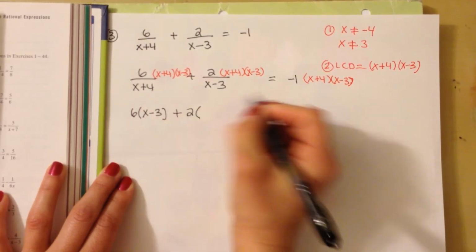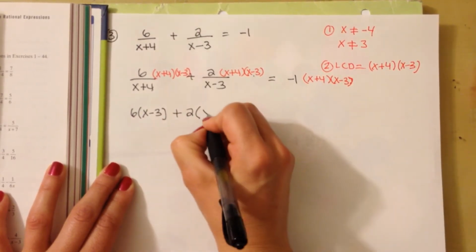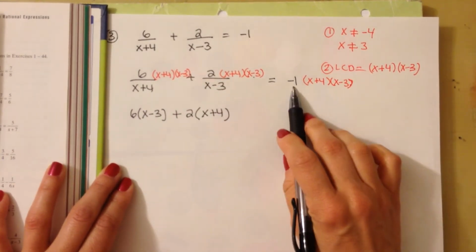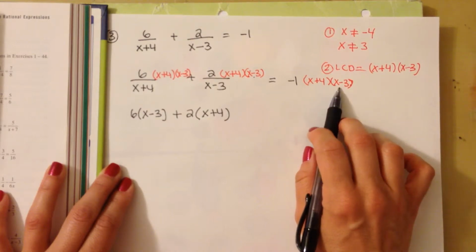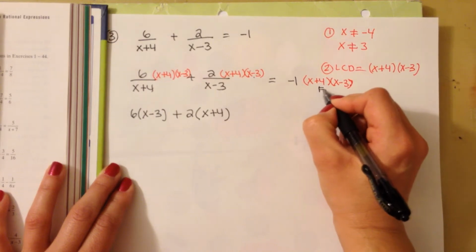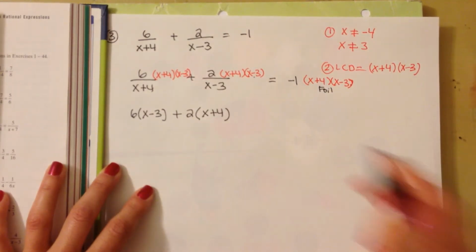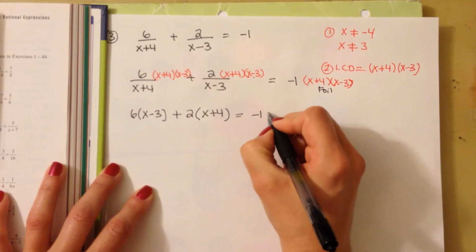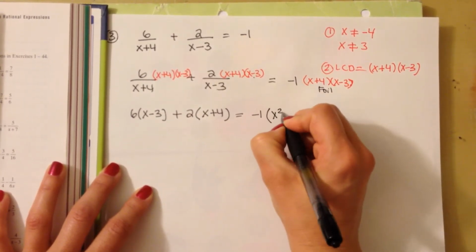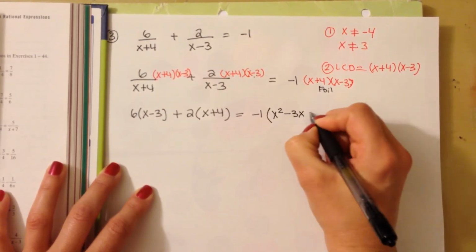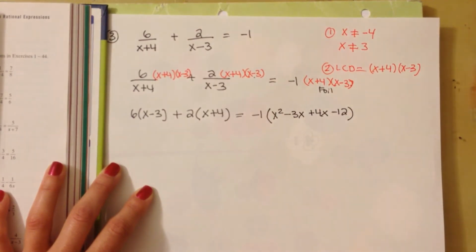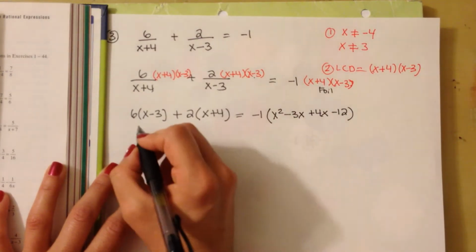Plus 2 times x minus 3 reduces. 2 times x plus 4. And then on this side, it's just negative 1 and then times x plus 4 times x minus 3. What we're going to do is FOIL first, and then distribute the negative 1. So let's actually FOIL here. We're going to get x squared minus 3x plus 4x minus 12. So we have FOILed and then distribute the negative 1.